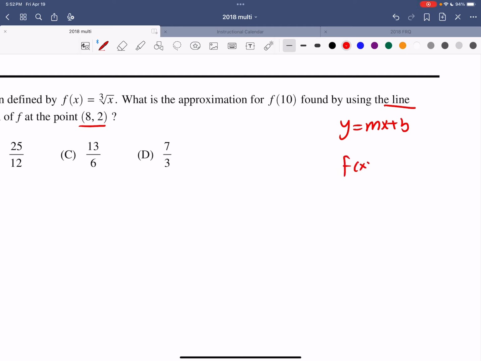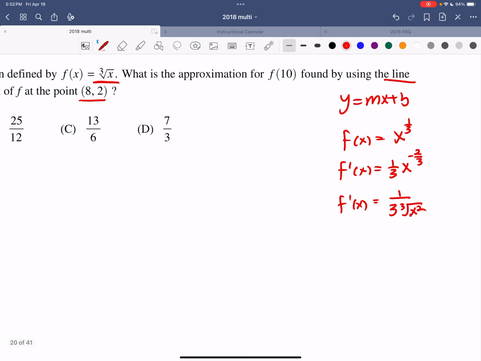So let's do that. f of x equals, do you see this cube root? I will just write it as x to the 1/3 power, okay? So if you want to find the slope, it's going to be the first derivative, which is going to be 1/3 x to the negative 2/3. And it's the same thing as 1/3 times the cube root of x squared, okay? But you want the slope at this point, right? Because it's going to be constant no matter what.